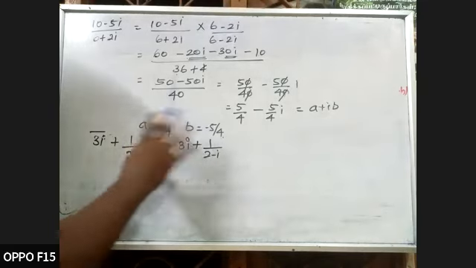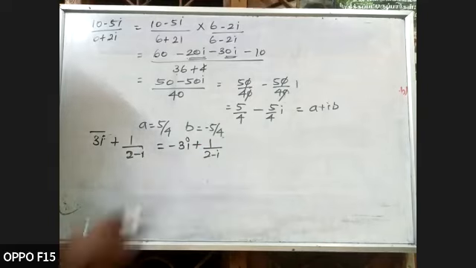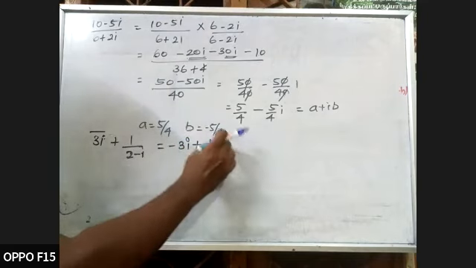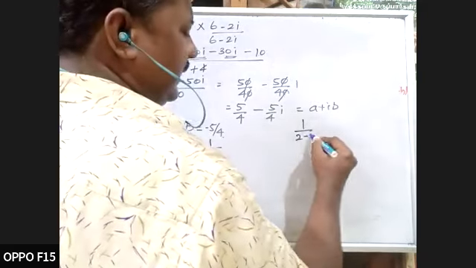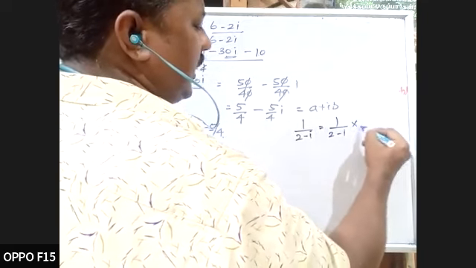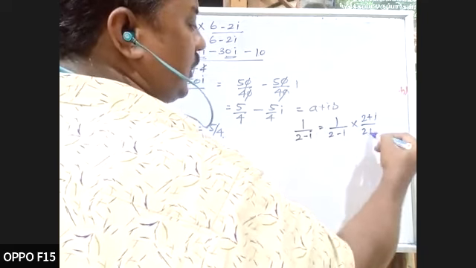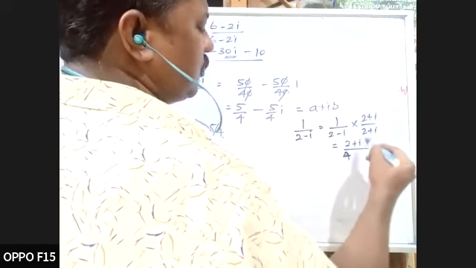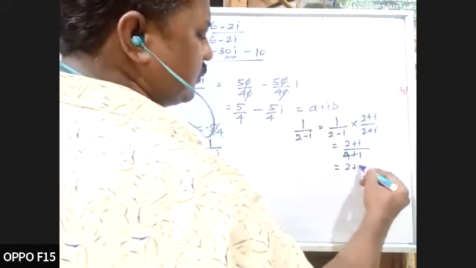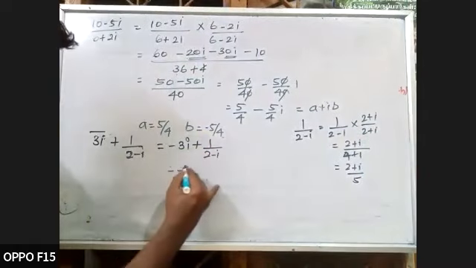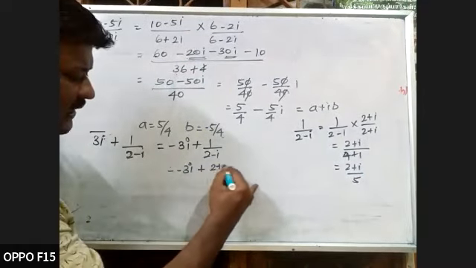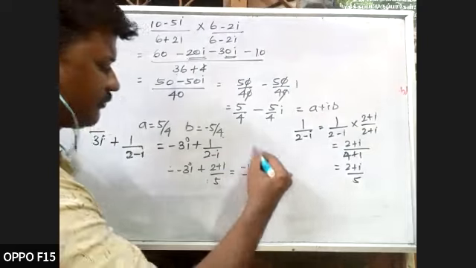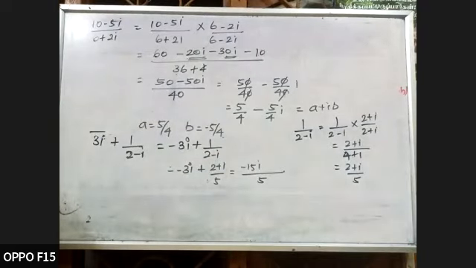You can multiply and take the conjugate for the whole thing, or do it separately. Now I'll take minus 3i separately, and for 1 by 2 minus i, I take the conjugate. 1 into 2 plus i, divided by 2 plus i, that is 2 plus i divided by a square plus b square: 2 square is 4, plus 1 square is 1, so 5. We can write this as 2 plus i divided by 5. So the value is minus 3i plus 2 plus i divided by 5. Let us take LCM 5. Minus 5 into 3 is minus 15i.